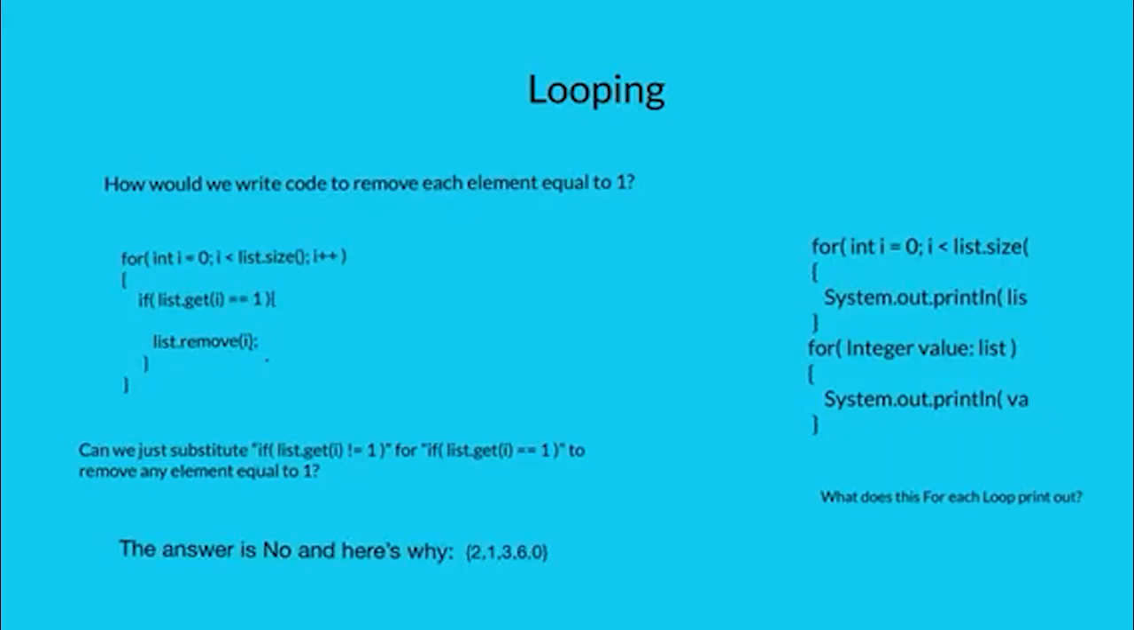Looping array list. We loop array lists for many different reasons, but in this case, we'll be removing elements in our array list. So how will we write code to remove each element that is equal to 1? A simple for loop.